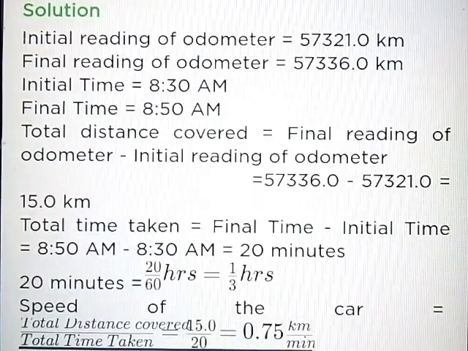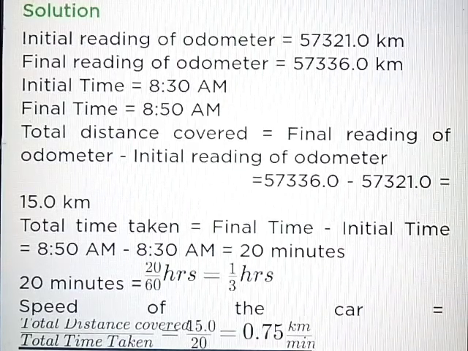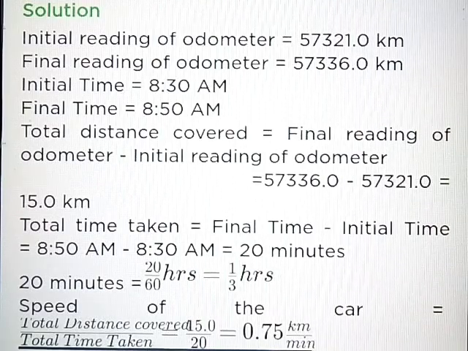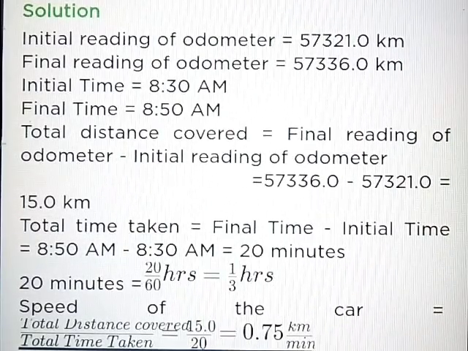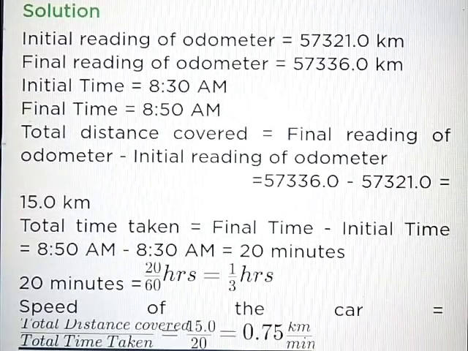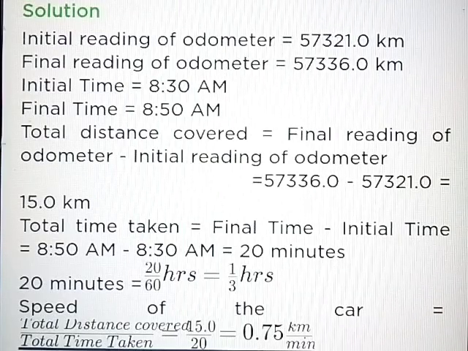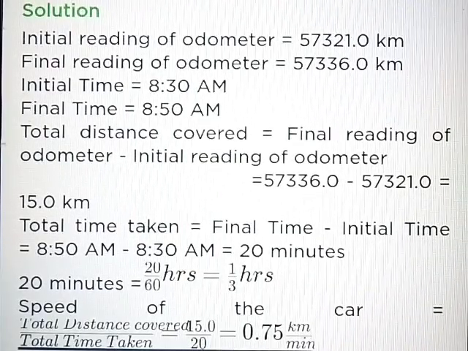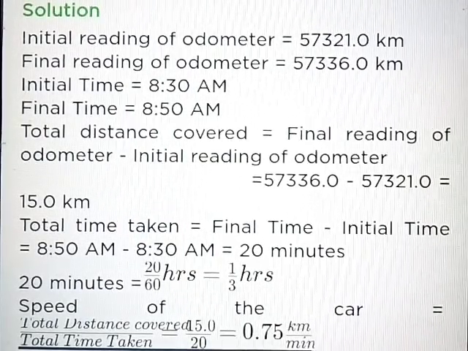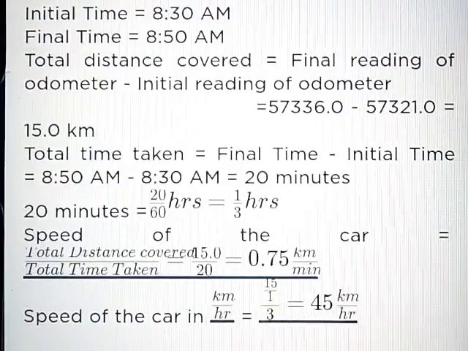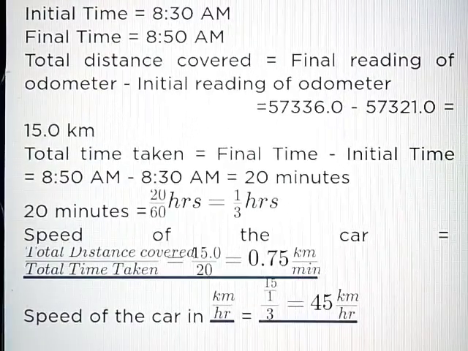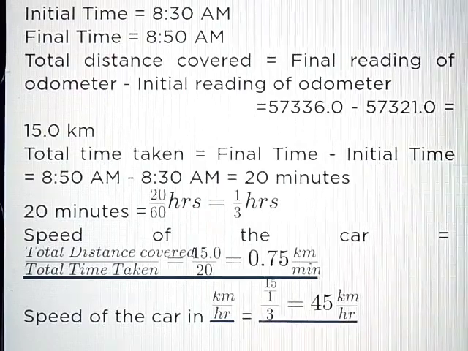Answer. Initial reading of odometer 57,321. Final reading 57,336. Total distance covered is equal to final reading minus initial reading is equal to 15 km. Speed of the car in km per hour is 45 km per hour.